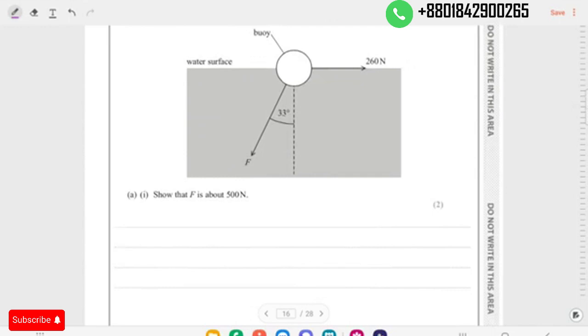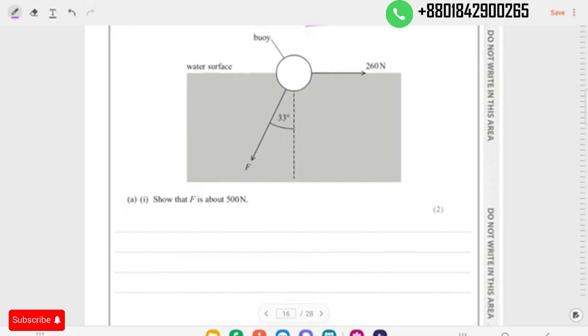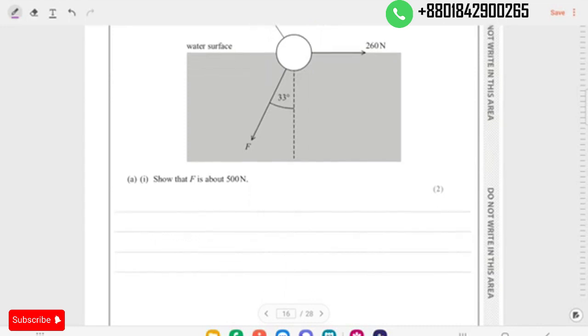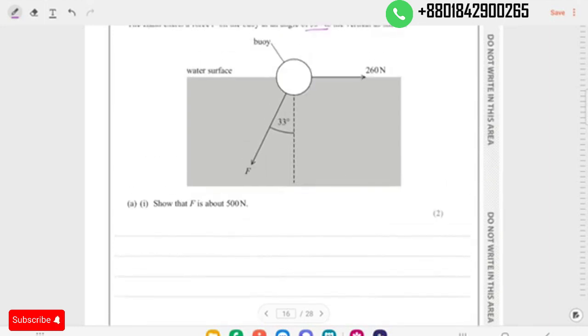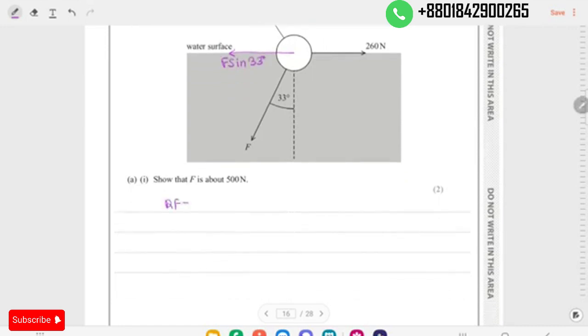Okay, since we have the horizontal forces and over here the buoy actually stays stationary, that means all the forces are balanced, the object doesn't accelerate, right? Stationary means that the object is at equilibrium, resultant force will be zero, acceleration is zero. So we can first draw the components over here. For the horizontal component, we're only interested in that because we only have the other horizontal component, which is 260. So that is F sine 33 degrees, right?